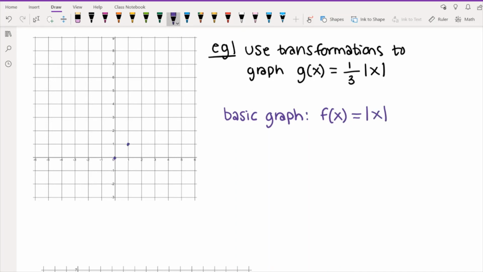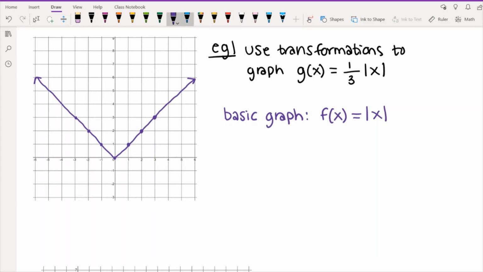I'm going to plot a few points. You don't really need to plot that many points for absolute value graphs because once you have a couple, you can just connect them, or because each half, I should say, is a straight line. But I'll just do a good few for good measure. Okay, so that's our original function, the absolute value of x.